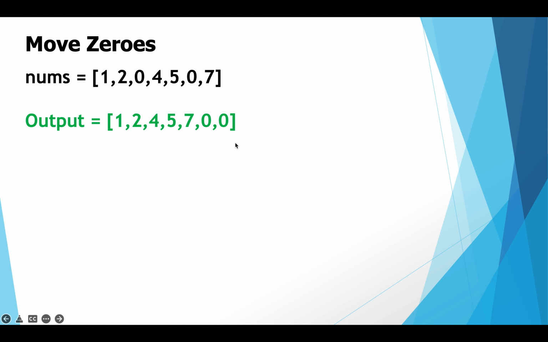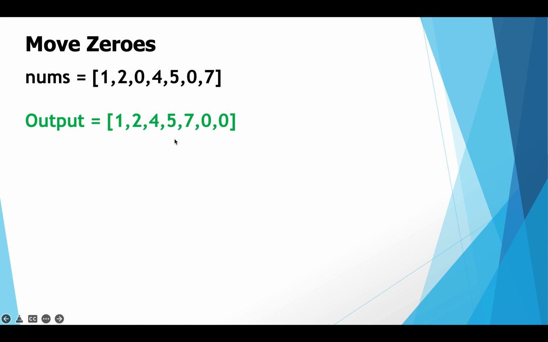You have to ensure that you do not disturb the relative order of these non-zero integers. That means if you see the order of non-zero integers, 2 is after 1, 4 is after 2, 5 is after 4 and 7 is after 5. The same order has been replicated over here.